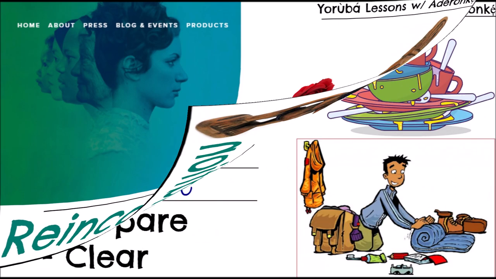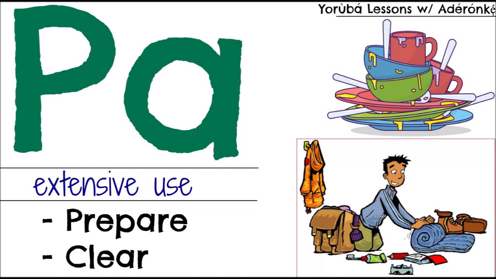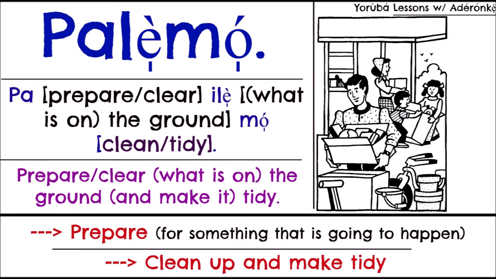Anyway, pa could also be used in the, I can't say, prepare, or clear. Palemo is something you would hear in relation to, I can't say prepare. Okay, I actually can't say prepare. Pa ilemo.